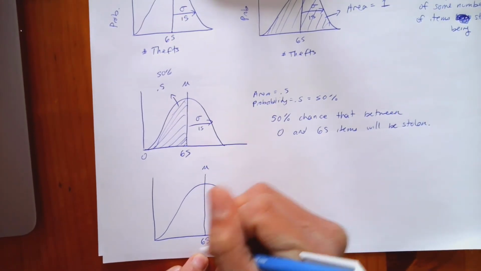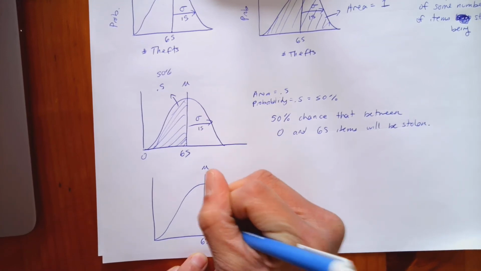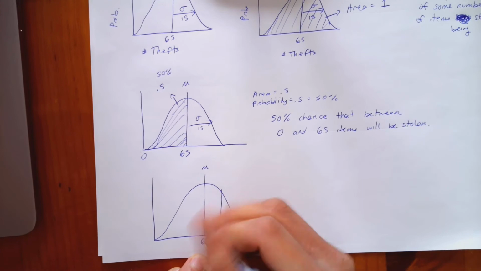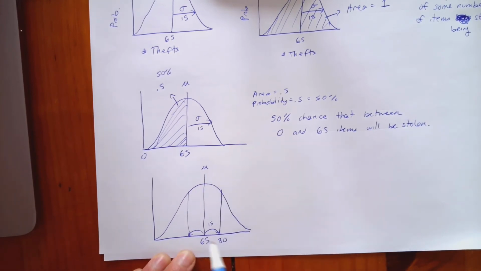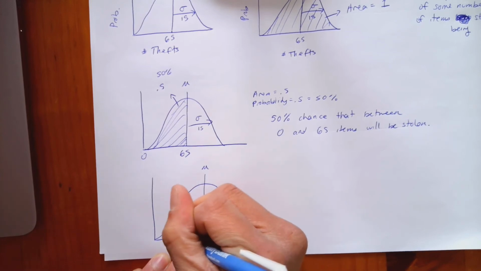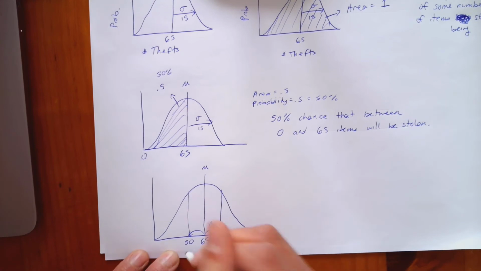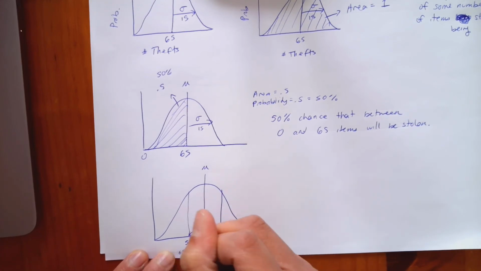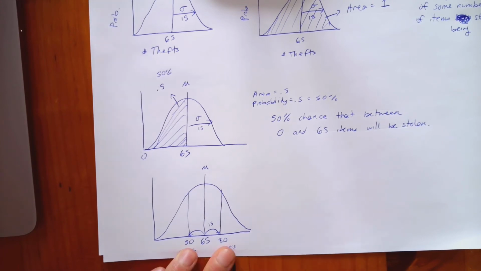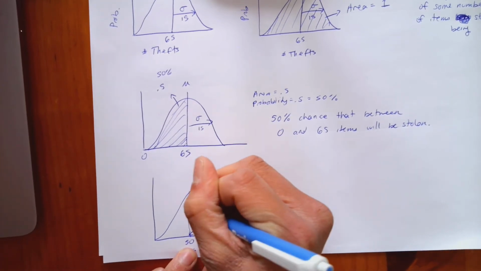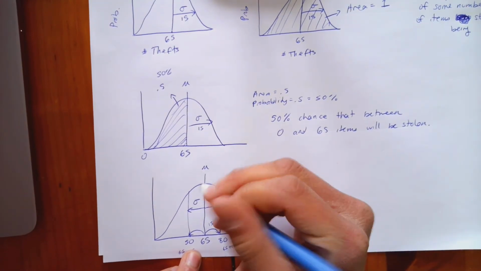So if you go out one standard deviation, we're going to be adding 15, we're hopping 15 over, and we're at 80 items. We go out one standard deviation on this side, we're subtracting 15, and we're at 50 items. So here 80 is 65 plus 15, and 50 is 65 minus 15. So we'd say that between 50 and 80 is within one standard deviation of the mean. So we've got one standard deviation on either side.